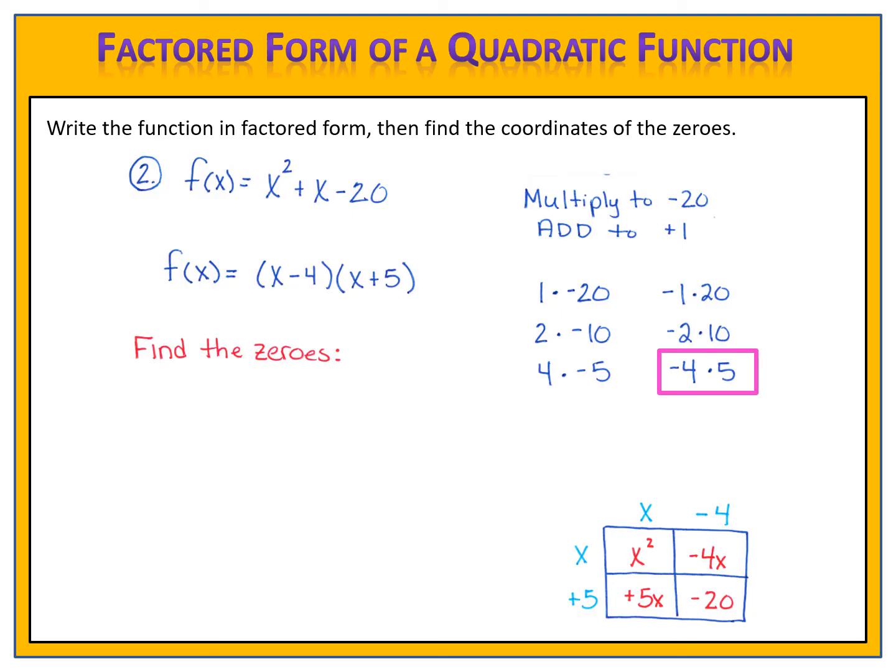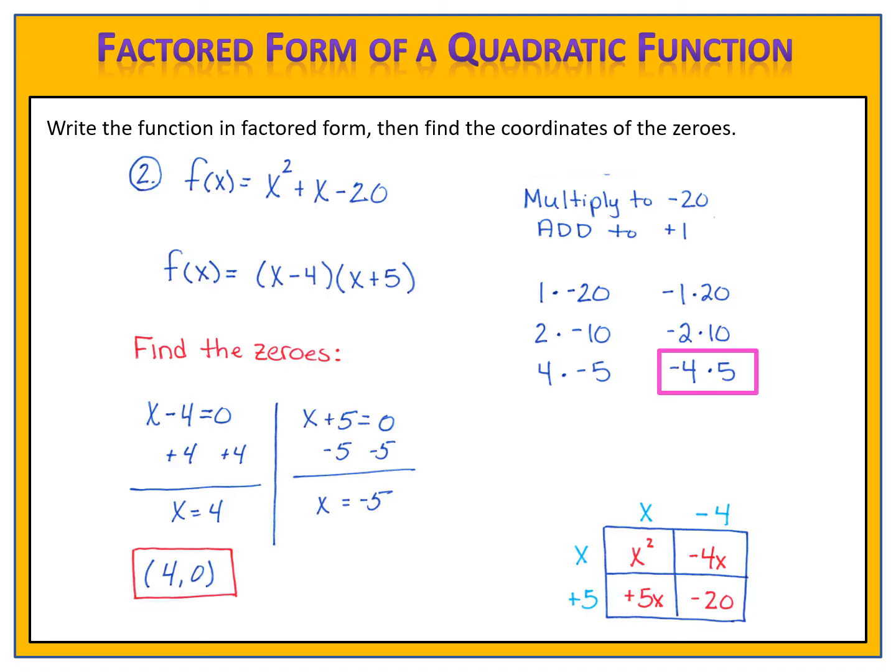Next, we want to find the zeros. We find the zeros by taking each of the factors and setting them equal to 0. Solve each one for x, and that will give you the location where the 0 is located. We have a 0 at x equals 4, so the 0 is 4, 0. We have a 0 at x equals negative 5, so the 0 is at negative 5, 0.